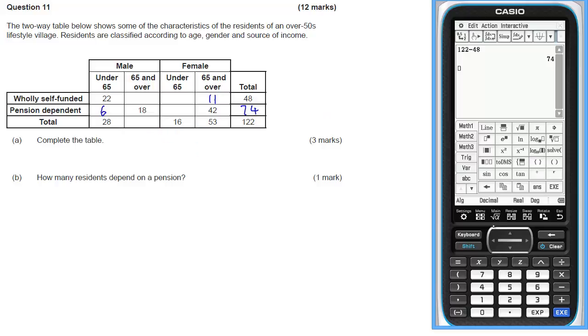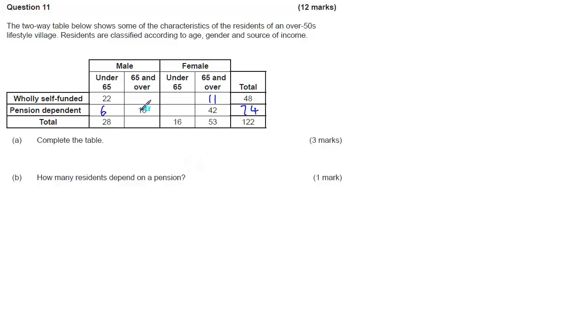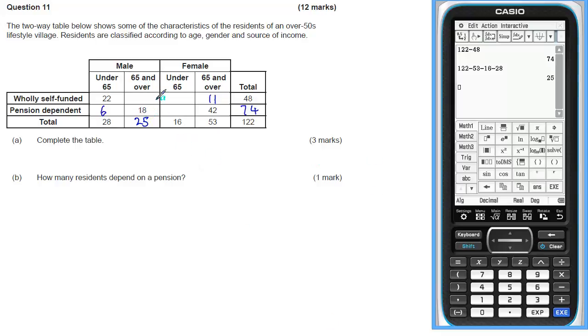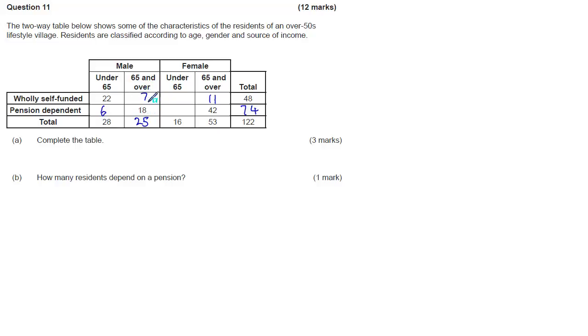So the gap here has got to be 122, take away 53, take away 16, take away 28, and that gives us 25. So now that's got to be 7. 7 add 18 gives us 25.